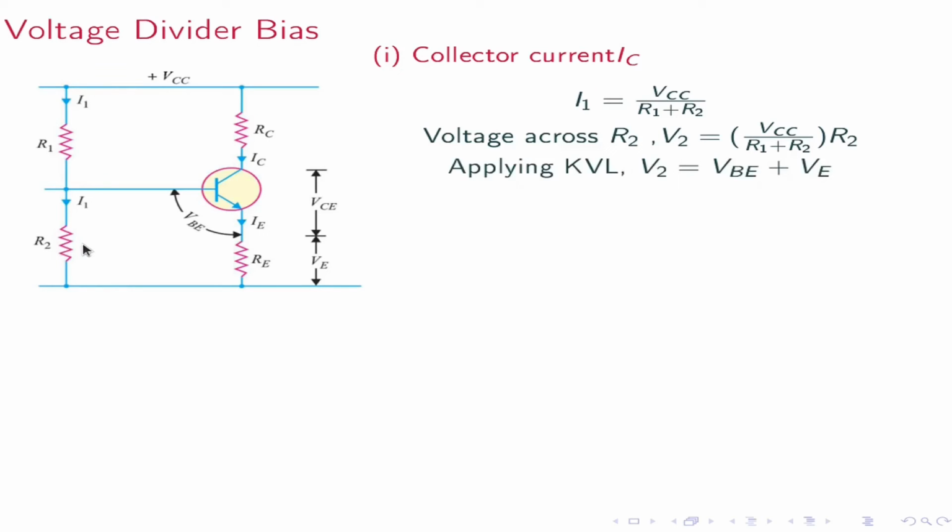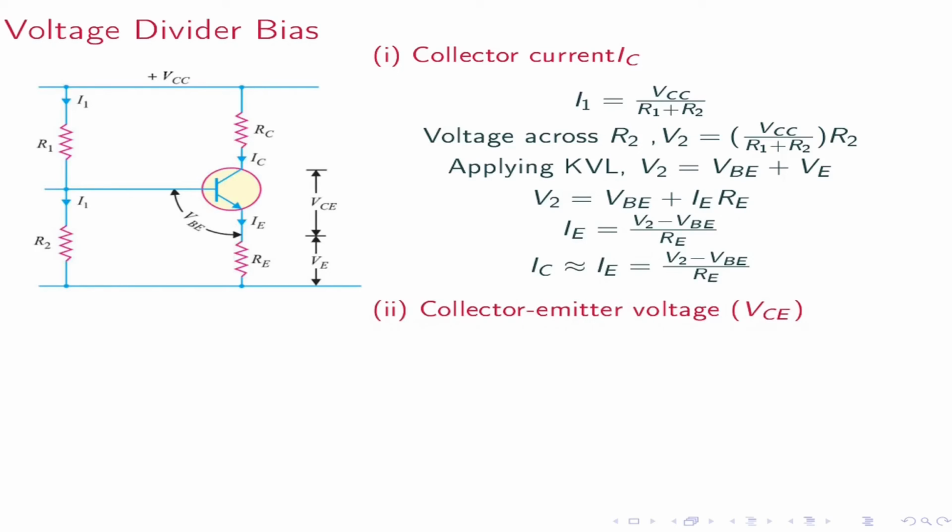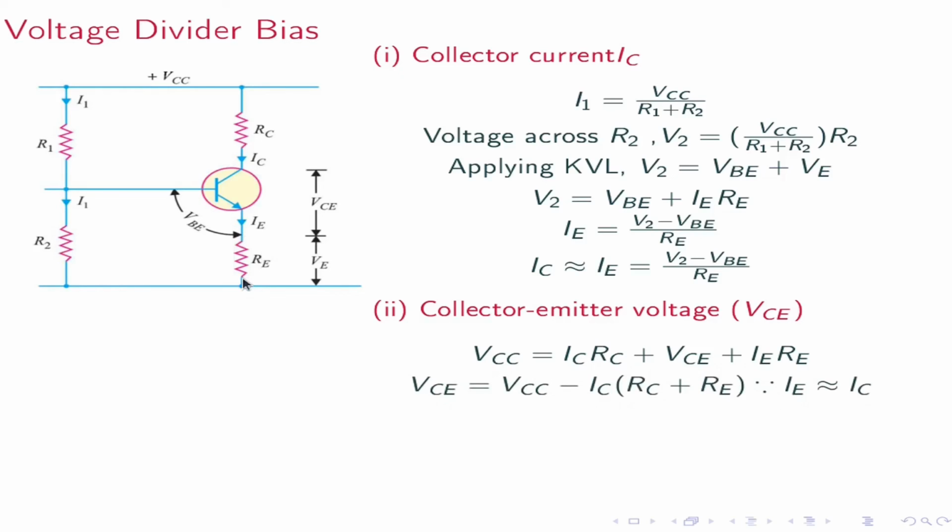Now applying Kirchhoff voltage law, V2 is equal to VBE plus VE, that is V2 is equal to VBE plus IE RE. From that, IE is equal to V2 minus VBE by RE, and we know IC is approximately equal to IE, that is equal to V2 minus VBE by RE. For the collector emitter voltage, VCC is equal to IC RC plus VCE plus IE RE. From that, VCE is equal to VCC minus IC into RC plus RE.